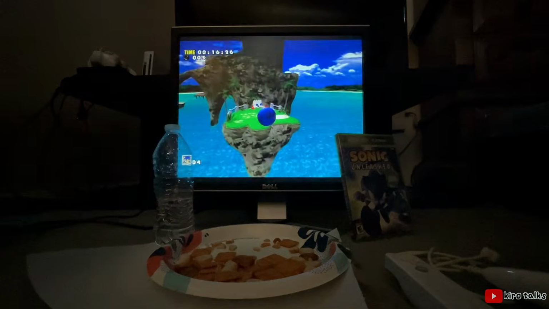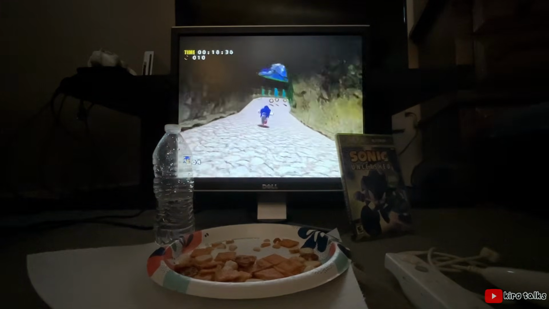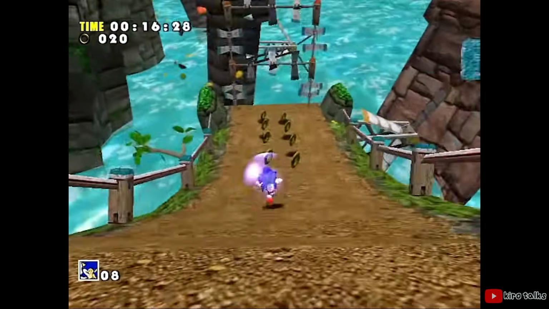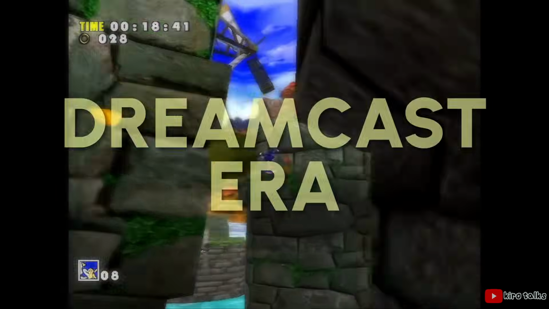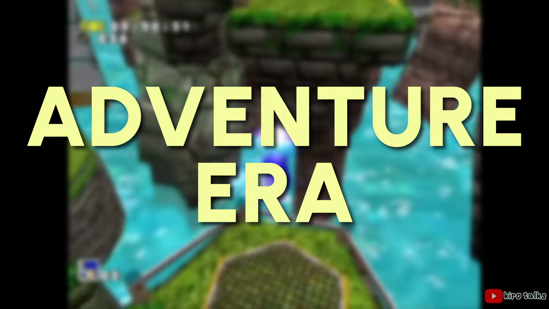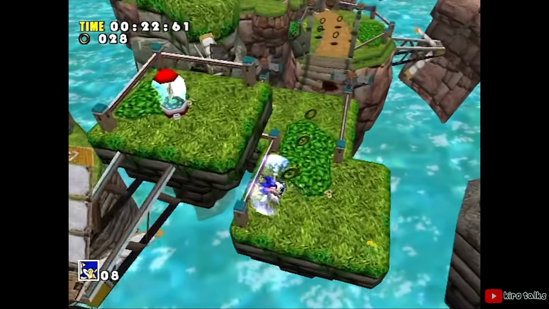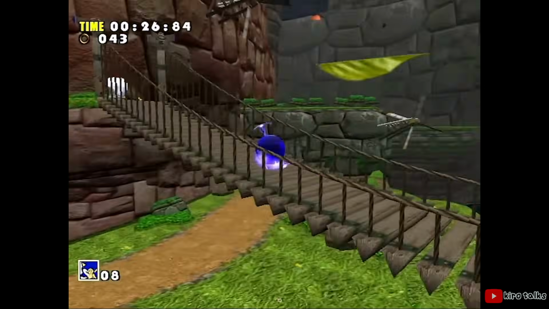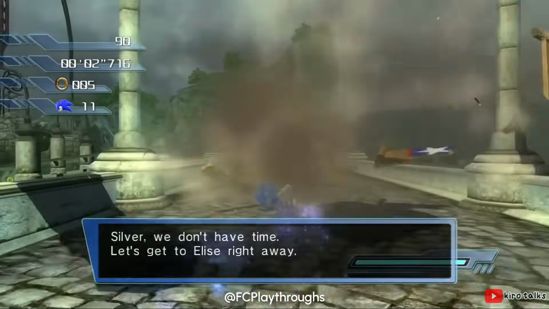This era lasted from the release of Sonic Adventure in late 1998 until, well, I'm not entirely sure, to be honest. The first reason for this is the name of the era. Most people refer to this time period as the Dreamcast era or the Adventure era. However, this doesn't really make a ton of sense because most people would probably say that this era stretches all the way until 2006 when Sonic 06 came out.